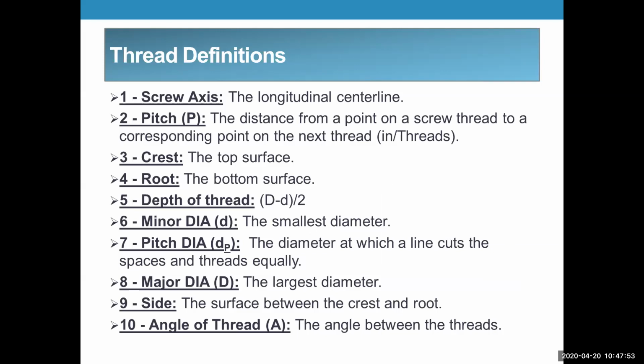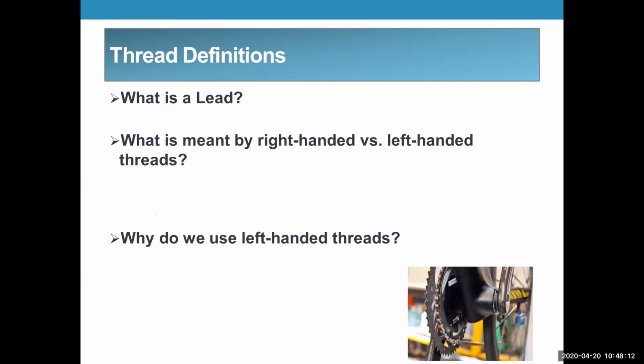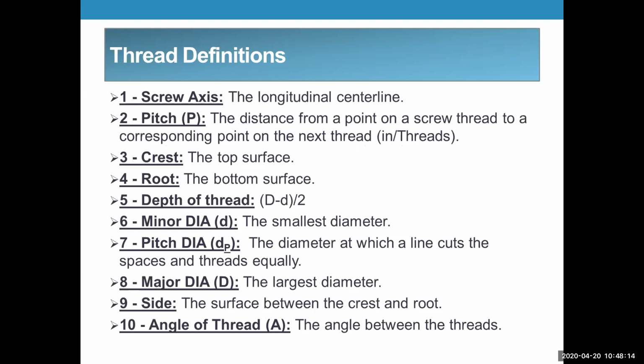Depth of the thread is major diameter minus the minor diameter divided by 2. Right. You have to remember that. The depth of thread is not just the major minus the minor diameter. It's that result divided by 2. So the minor diameter is the smallest diameter.